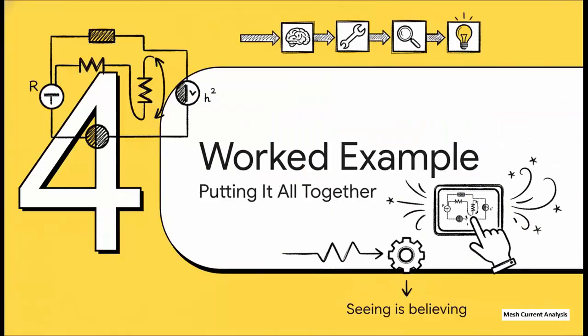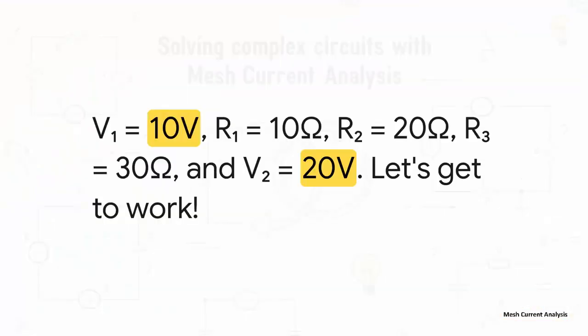Theory is great and all, but let's be real. Seeing is believing. The best way to understand this is to actually do it. So let's apply this 4-step method to that tricky circuit we started with. Okay, here's our circuit again, but this time we've got some actual values to plug in. We have a 10-volt source on the left, a 20-volt source on the right, and 3 resistors in between.